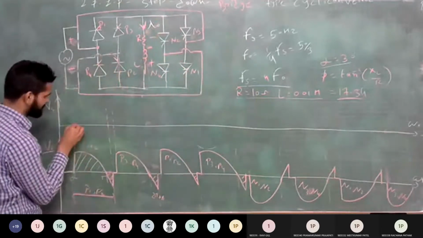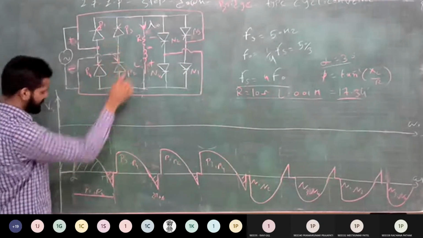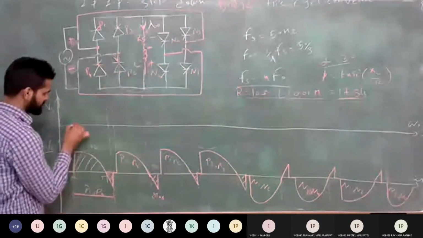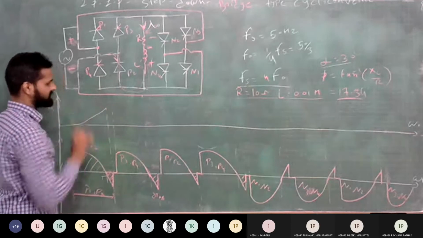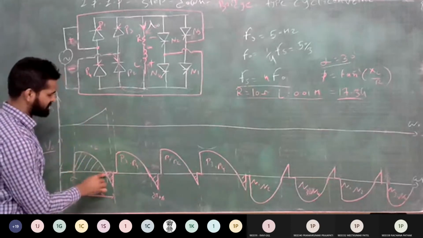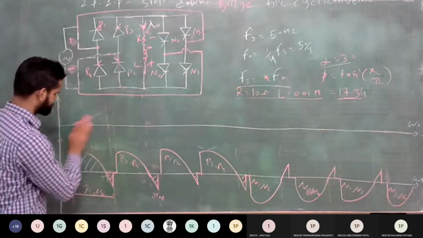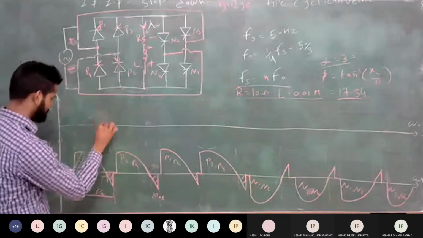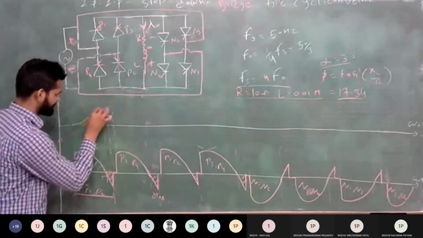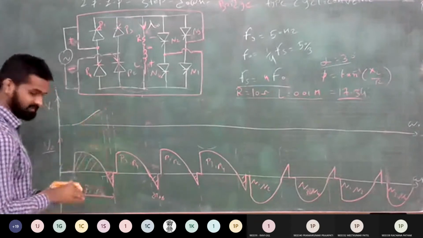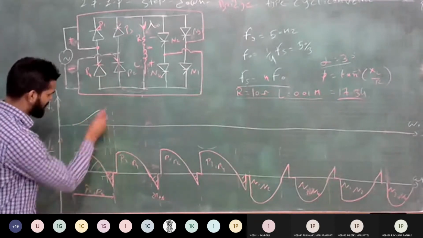So now after this alpha, when we fire P1 and P2, for this voltage, your current will gradually increase into the loop this way, up to the angle pi. This is the pi angle, this is alpha, so it is increasing this way. Clear? Now after this pi, what will happen?